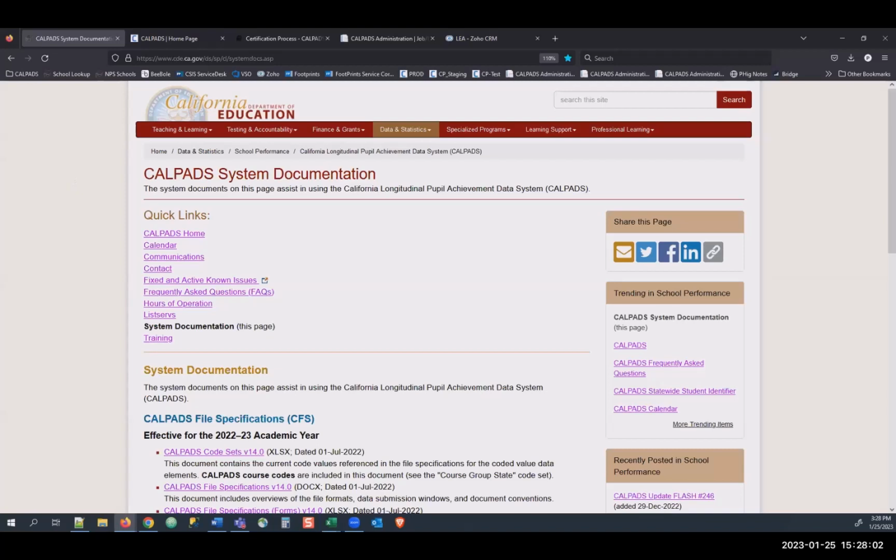Okay, question one from Charlene. We have a state course code 9252, Algebra 2 for 8th graders. How come we cannot extract the record until we change the grade level range to secondary 9 through 12?